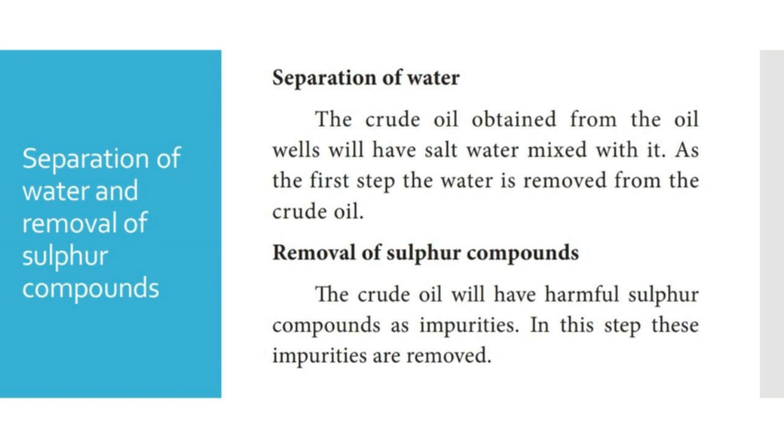Separation of water. The crude oil obtained from the oil wells will have salt water mixed with it. As the first step, the water is removed from the crude oil. Next, removal of sulfur compounds. The crude oil will have harmful sulfur compounds as impurities. In this step, these impurities are removed.